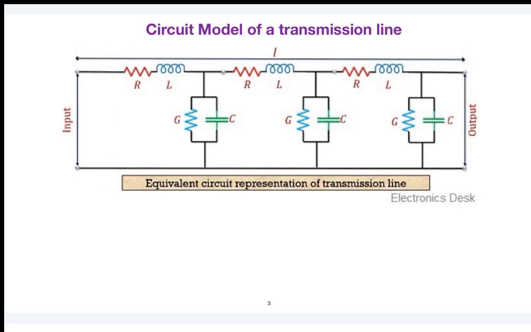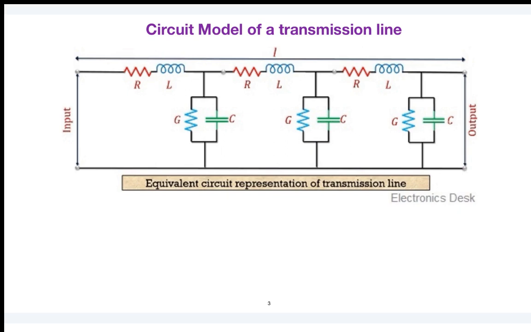Once again, I can repeat: this R is the contribution of your conductor resistance. And L is there because you are passing some current through the conductor, so you are going to have a magnetic field effect. That can be accounted for by adding a series inductance.